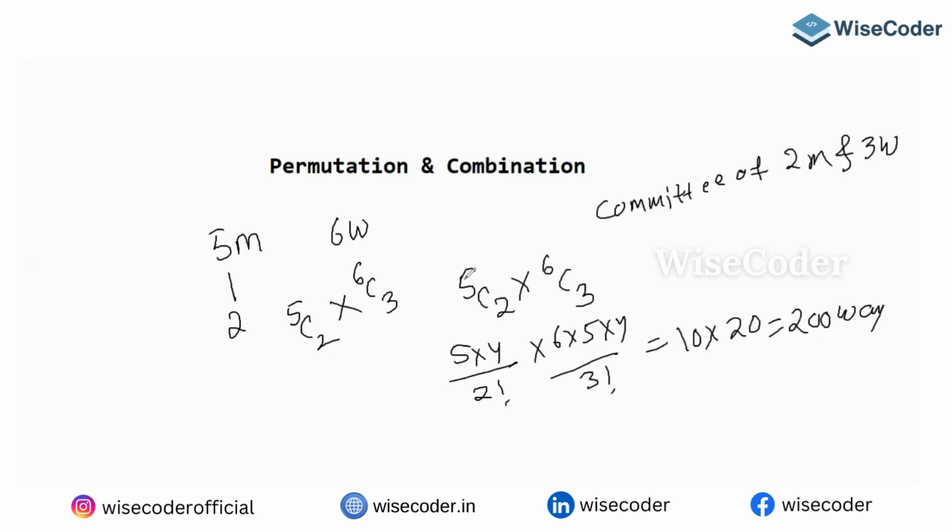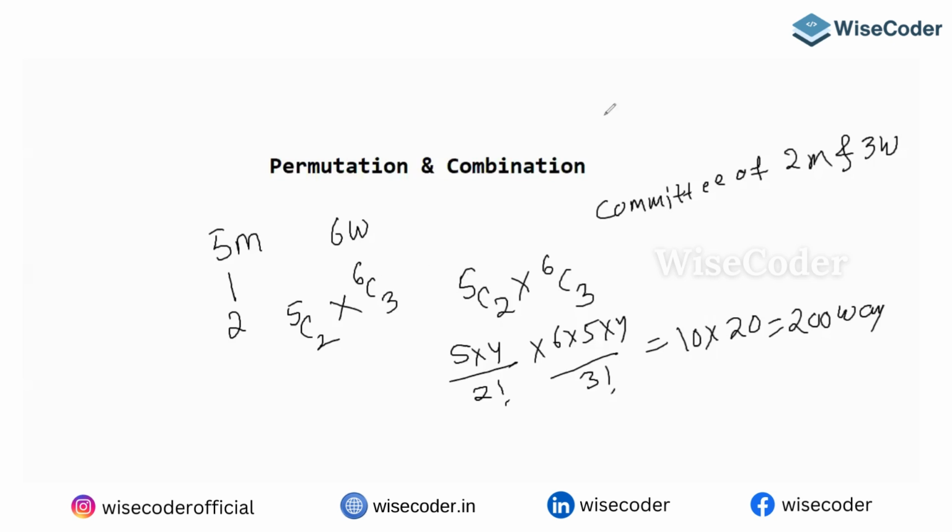Let's try to solve one more question, so that you will have clarity. Write down. Out of 5 men and 6 women, in how many ways can a committee of 5 members be selected such that at least 3 members are women? So he has given a condition: at least 3 members are women.